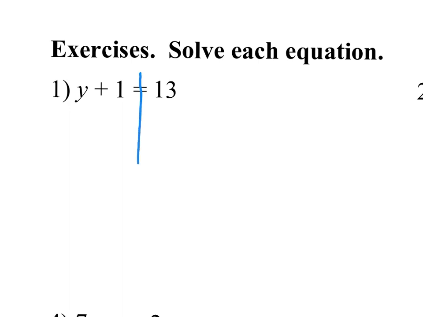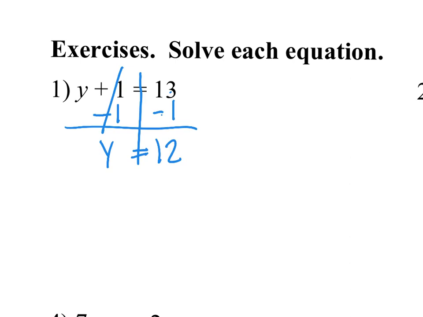I'm going to draw my line down. I'm solving for y, so I'm trying to isolate y by itself. So I'm going to move everything away from y. The opposite of plus 1 is minus 1. What I do to one side, I got to do to the other. That cancels out and leaves me y on the left side, and 13 minus 1, which is 12, on the right. How's that go? Okay?